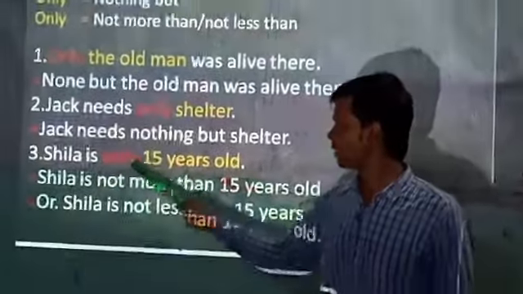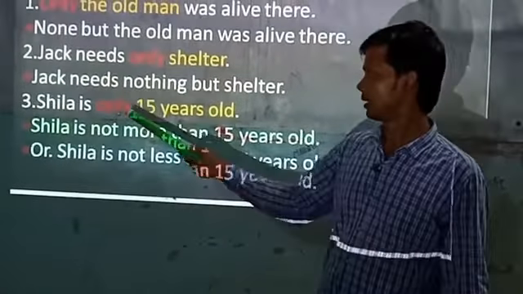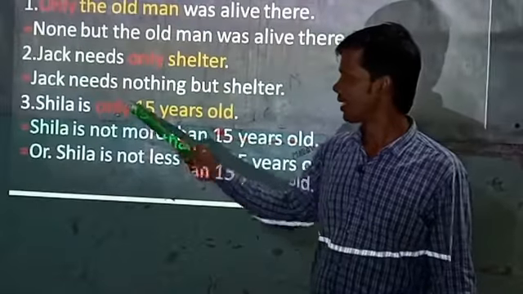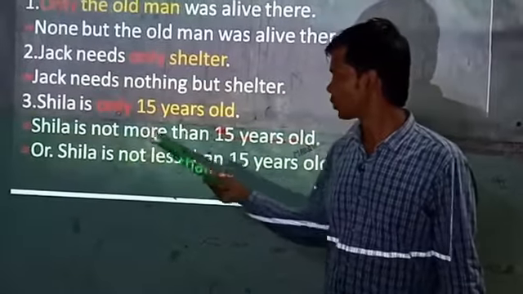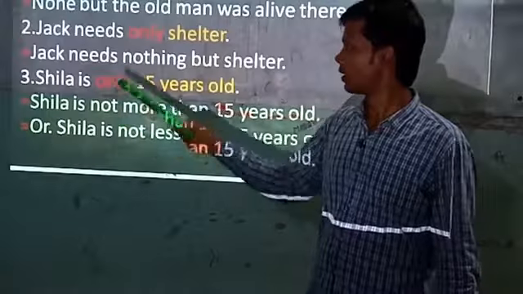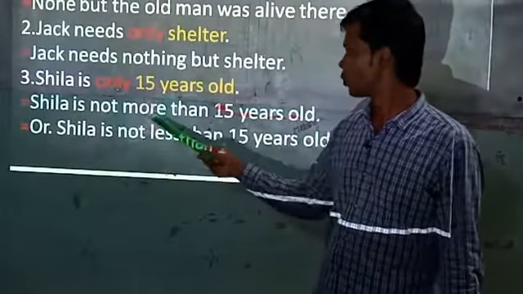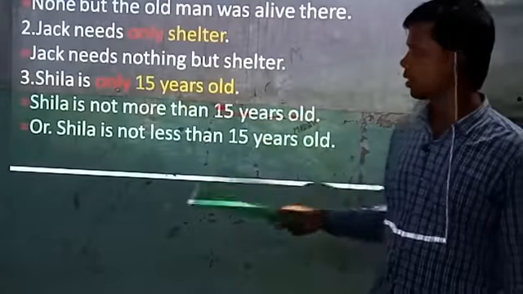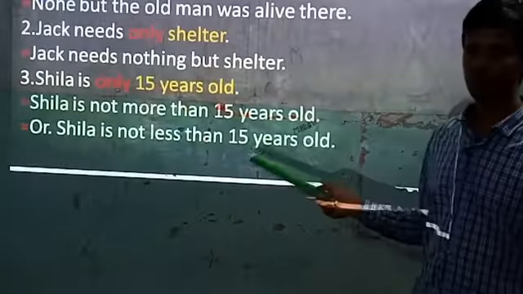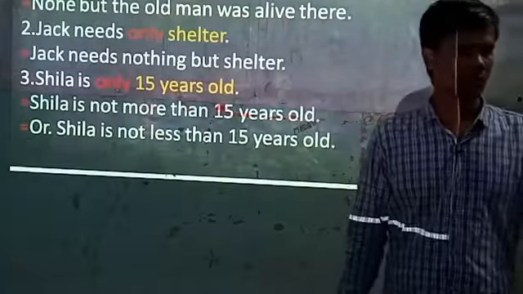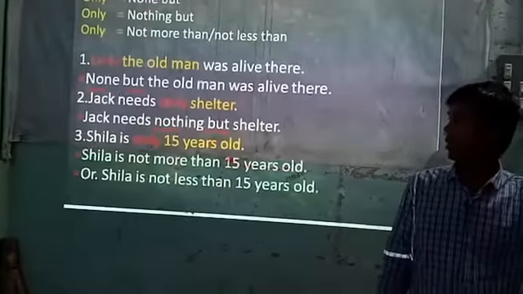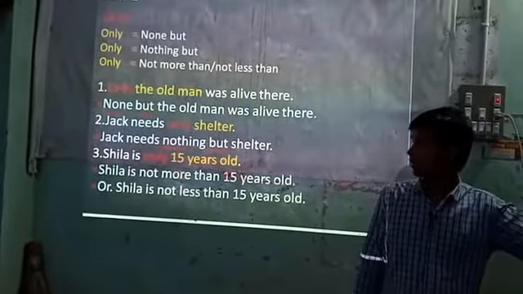Sheila is only 15 years old. Here only indicates a number, so we will write not more than or not less than in place of only: Sheila is not more than 15 years old, or Sheila is not less than 15 years old. In this way, you will have to transform the sentences. Look at this, how I changed the sentences into negative.